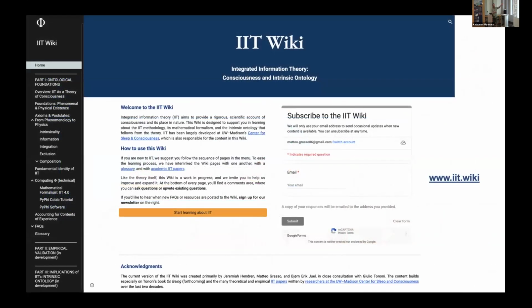I want to point you to the IIT wiki. Everything that I said will eventually be there, and if you want to learn more about IIT, you can go to www.iit.wiki. You can also give us feedback on questions you have and things that you think are not clear. If you want to learn more about the mathematics, there are also PyPhi Colab tutorials that run the PyPhi software that Will Mayner, who is in the room, wrote. That is the one that we use to do all the IIT computations. So this is a great resource to learn about IIT.